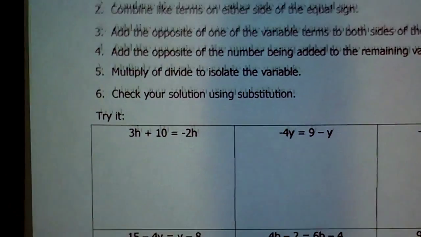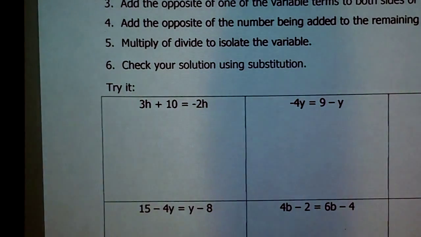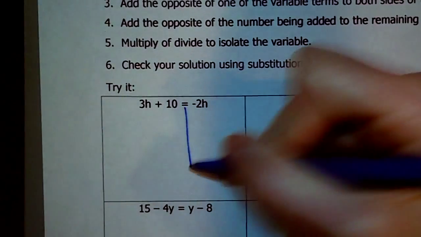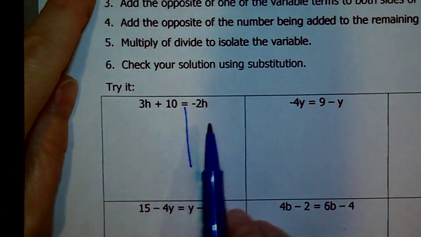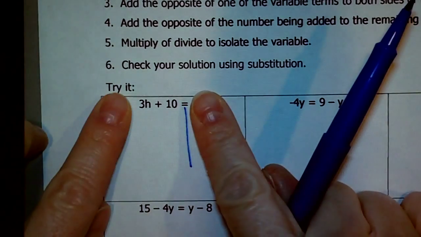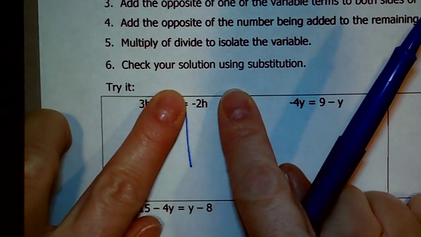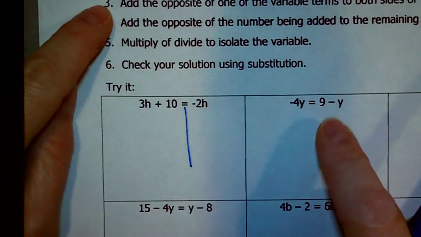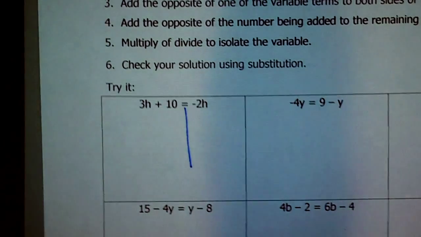So let's just try some. I think the examples are really what helps here. Okay, I'm going to draw my line. Step 1 says to remove any parentheses. Well, the good news is there aren't any. Step 2 says combine like terms on either side of the equal sign. So on this side of the equal sign, I don't have any like terms, and on this side of the equal sign, I don't have any like terms. Good. Step 3 says add the opposite of one of the variable terms to both sides of the equation.